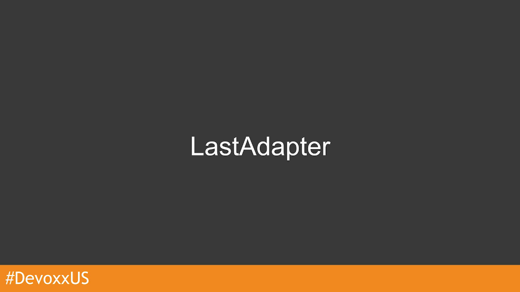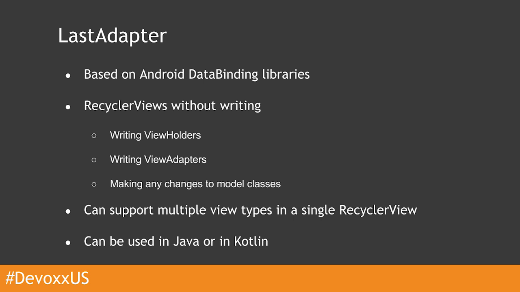So LastAdapter. One of the suckiest things about writing Android is writing recycler adapters and view holders and all that stuff. LastAdapter is a library that uses the Android data binding capabilities, and it's available in Java and in Kotlin. It allows you to do recycler views without having to write view holders, view adapters, or making any changes to your model classes, which you're probably already writing anyway.